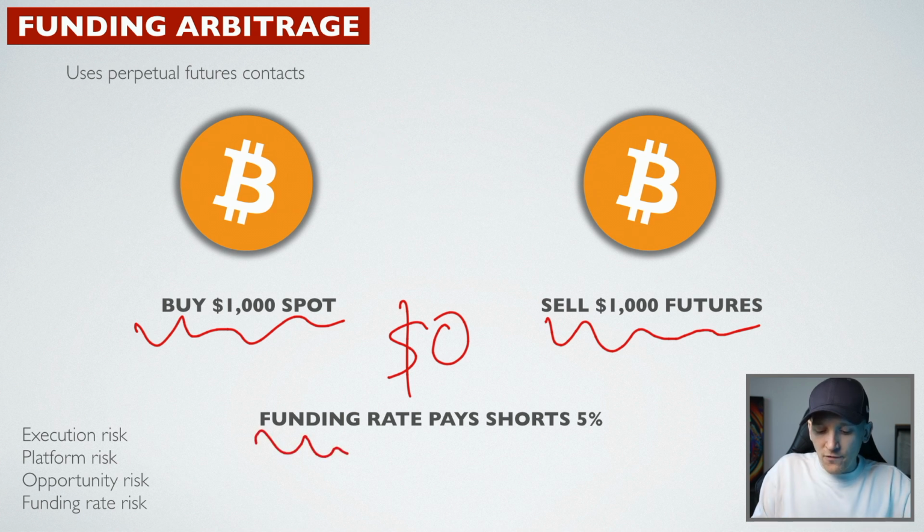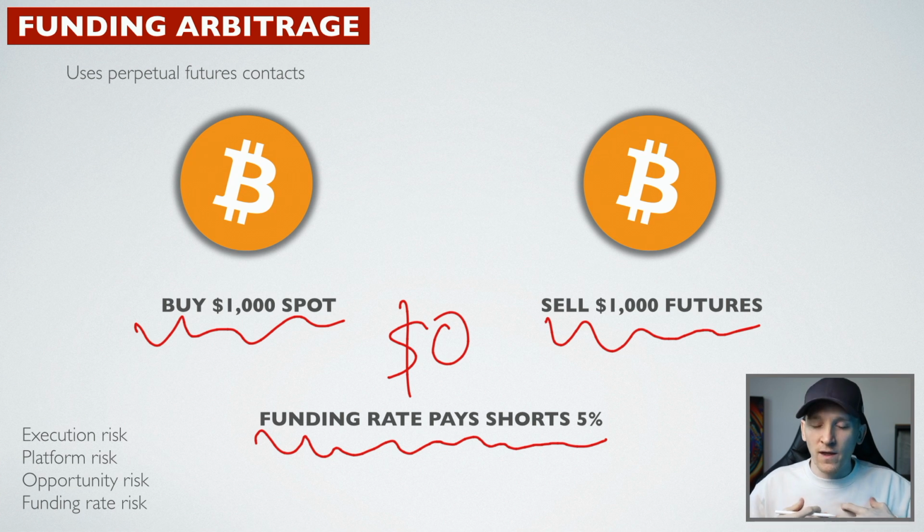However, because the funding rate is paying shorts 5%, we are receiving that 5%. Therefore, we're getting a 5% yield with taking minimal market risk. So let's go through actually putting that on.